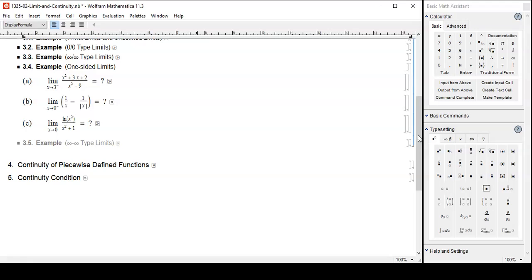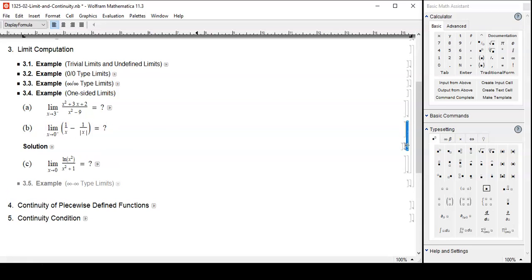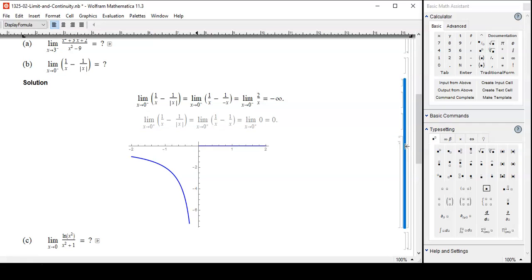How about the next problem? Well, stop the playback and draw the graph and tell me. So, are you getting the answer? Are you getting 0? Here's a graph, and if I follow the graph from the left-hand side to 0, the graph is going down to negative infinity. From the right, staying constantly at 0.